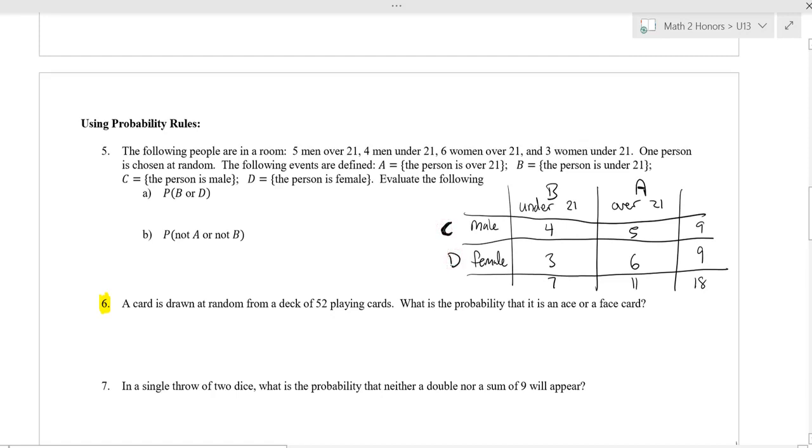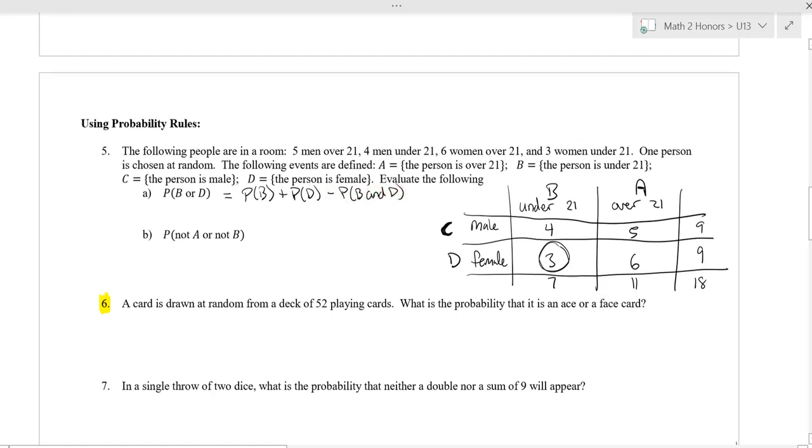So for A, we want the probability of B or D. Notice that B or D, B and D can happen at the same time. We got 3 people that are both female and under 21. And so the formula would be the probability of B plus the probability of D minus the probability of B and D.